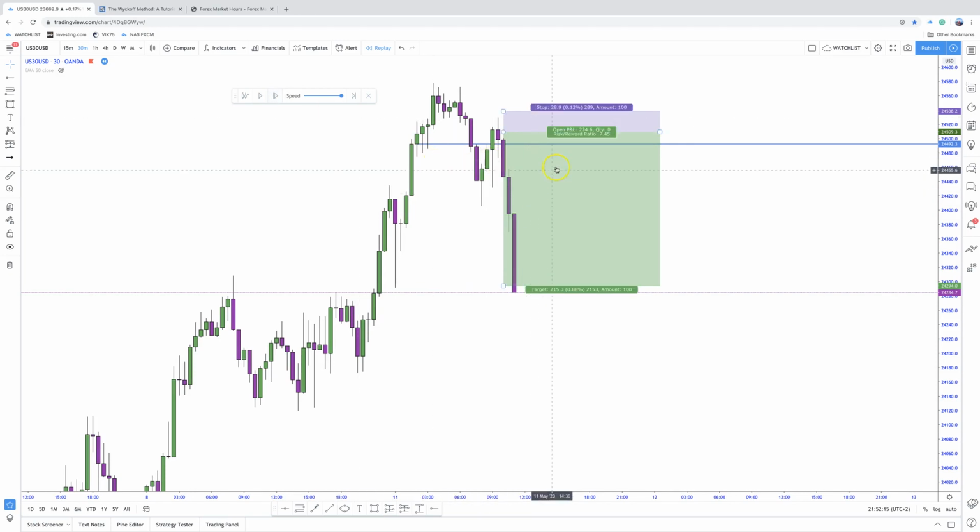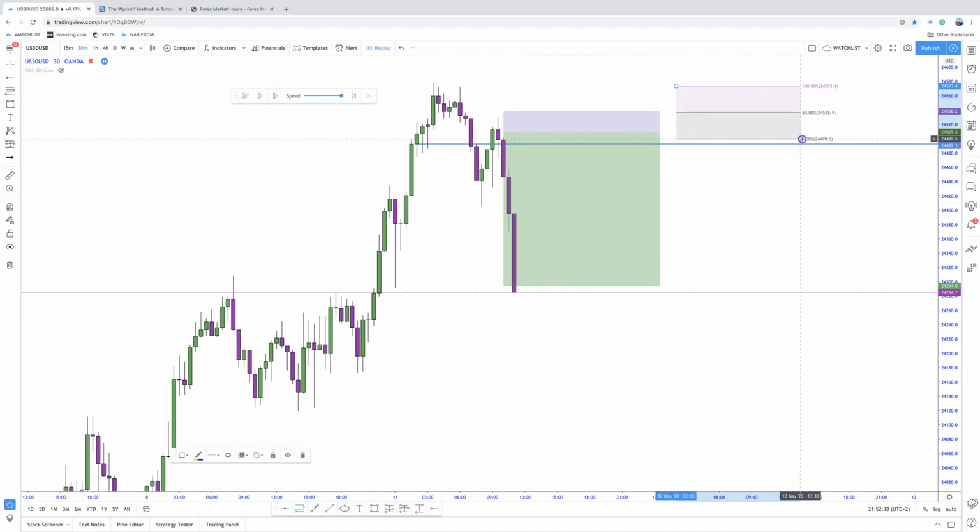So there I've set a 28 pip, say 30 pip stop loss for a 215 pip move. Guys, that's 3, 6, 9, 12, 15, 18. That's a 1 to 7 risk to reward ratio. Actually, 1 to 7.45. Just based off the 15 and 30 minute, and based off the fact that this is the fib that I'm using.